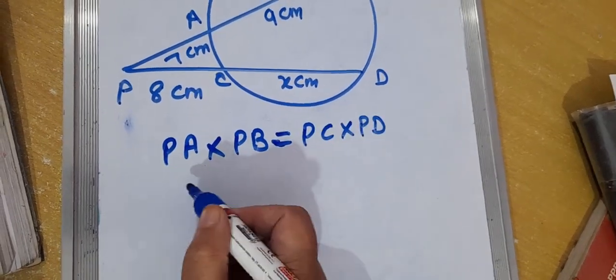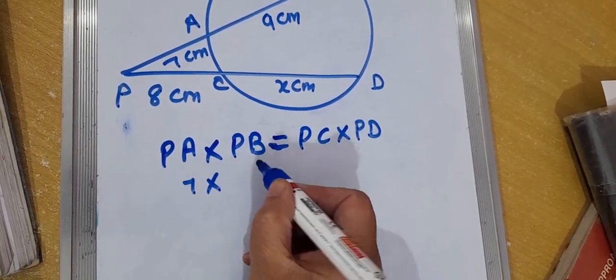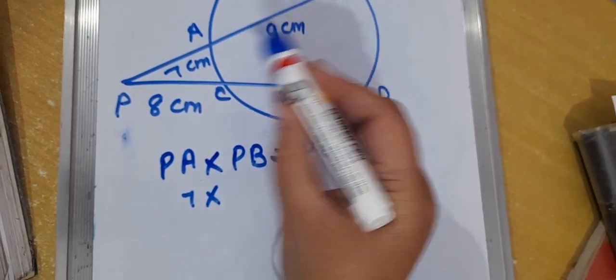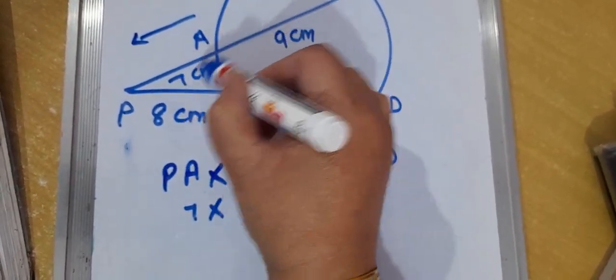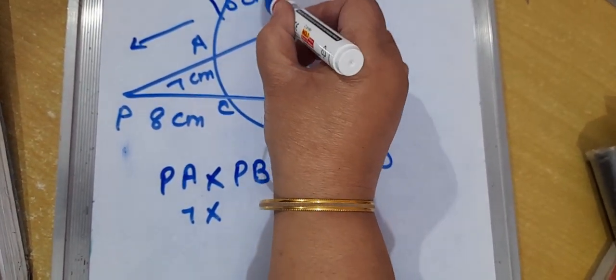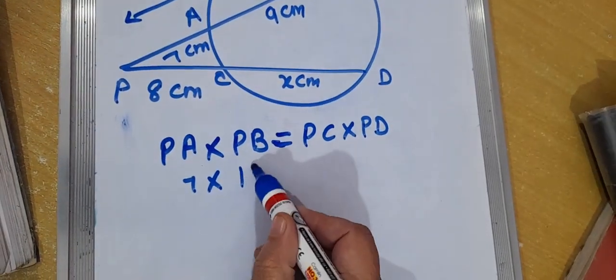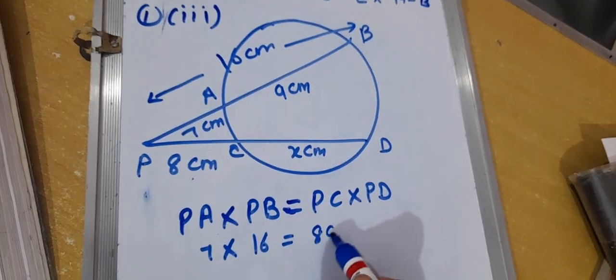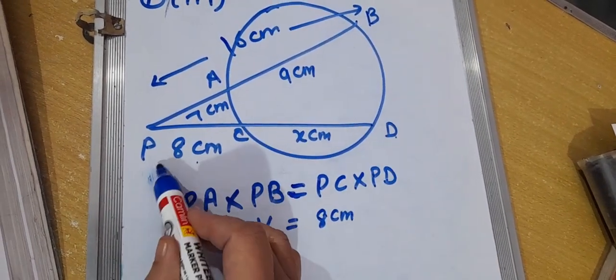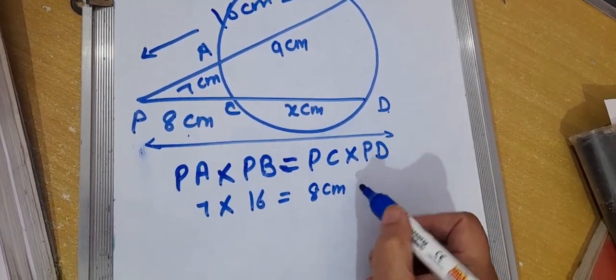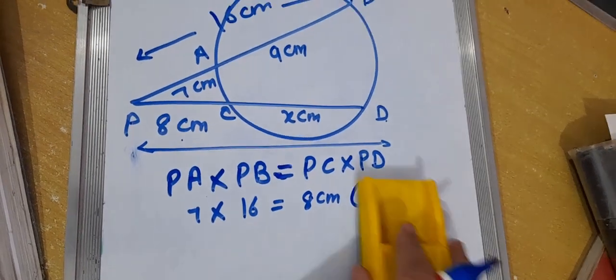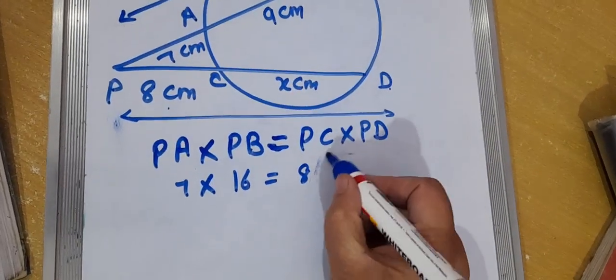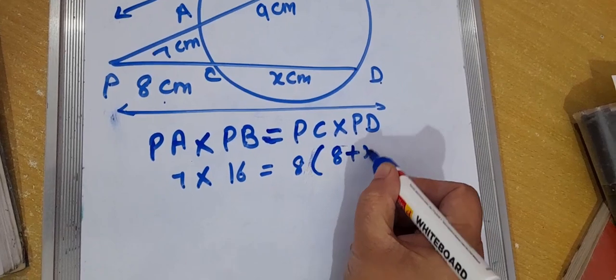Now let's solve this. 7 into PB will be 7 plus 9, 16. From here, 7 plus 9, it is 16 centimeter. Equal to PC. PC is 8. And PD. PD will be from here to here. Means PD will be 8 plus X centimeter.